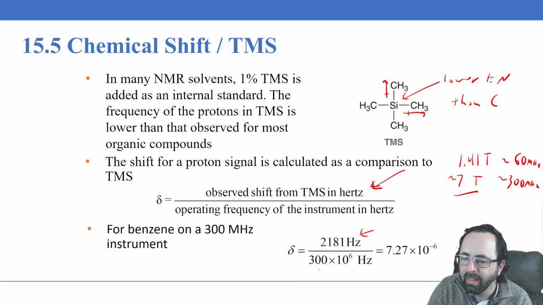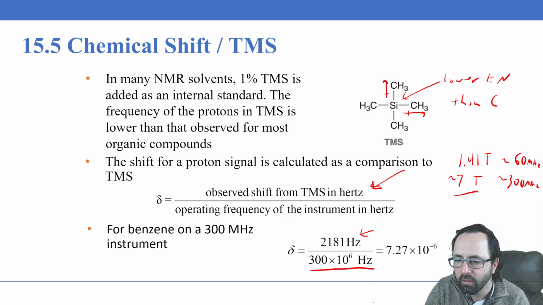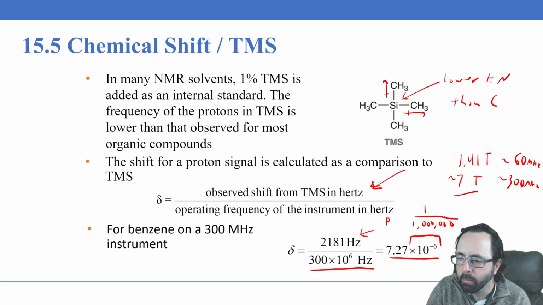And then we'll divide that by the operating frequency of the instrument, which is 300 million hertz, or 300 megahertz. And so we get a chemical shift of 7.27 times 10 to the minus 6. Now, times 10 to the minus 6 is the same as 1 divided by a million. That's 10 to the minus 6, so we call that parts per million.